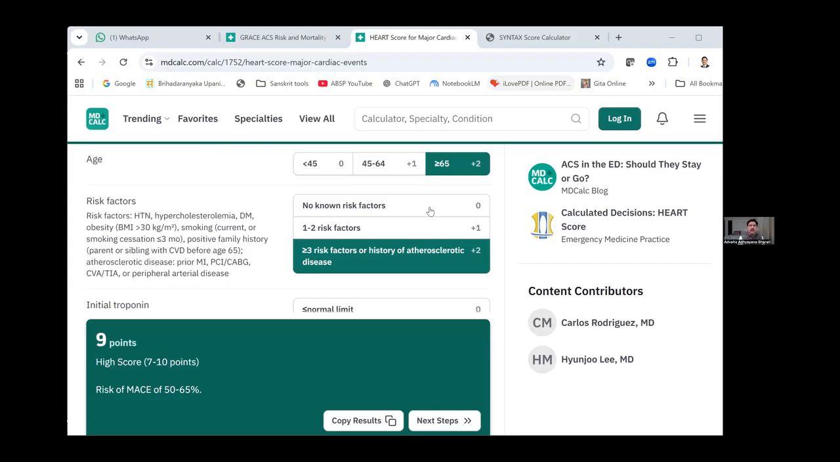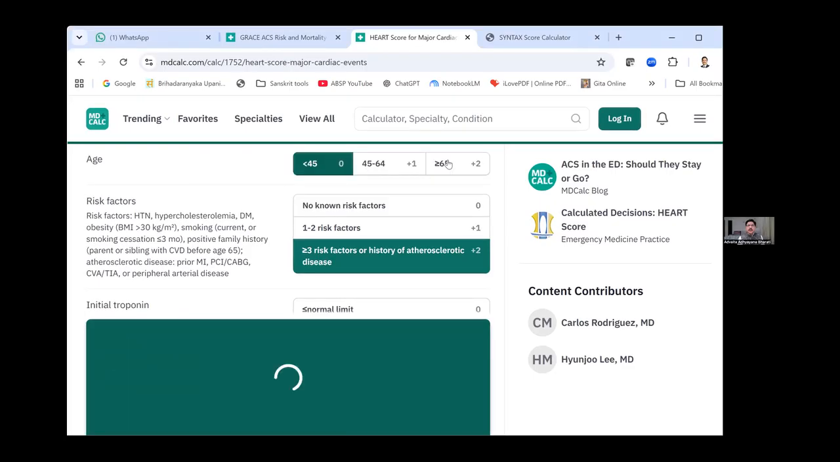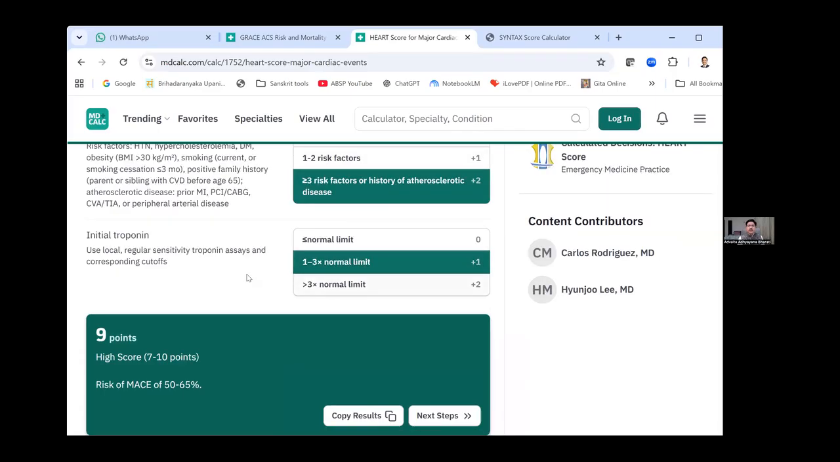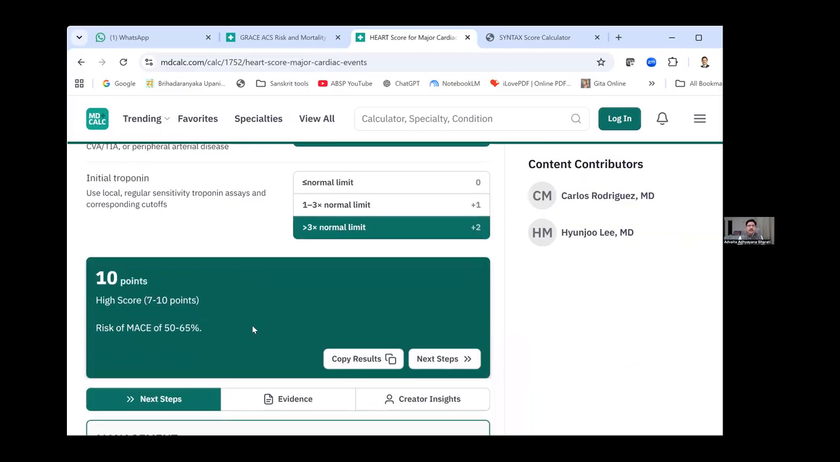I'm going to show you the risk scores. What is the age? Less than 45, okay; 45 to 64; more than 65, points. Now, non-risk factors: 0, 1 to 2, more than 3 risk factors. I have put 65 and more than 3 risk factors. Initial troponin, more than 3. Then what happened? 10 points have come. This one is the real MACE risk, around 10%. A maximum score is 10%. He got that, then immediately he must go for the cath lab.